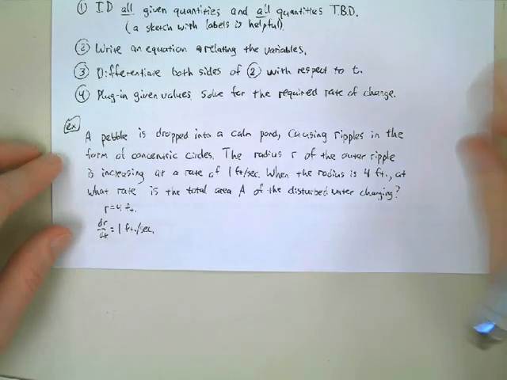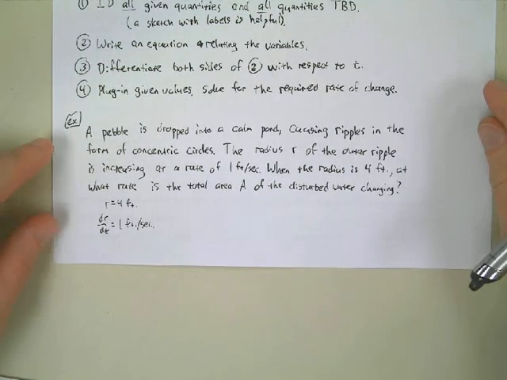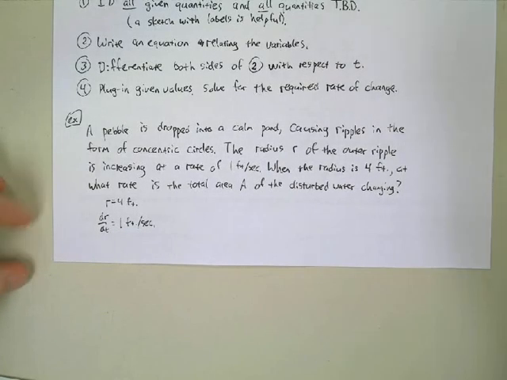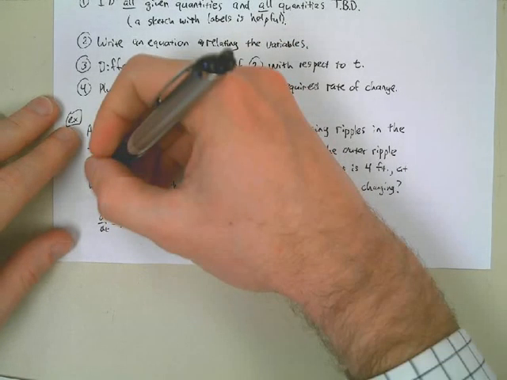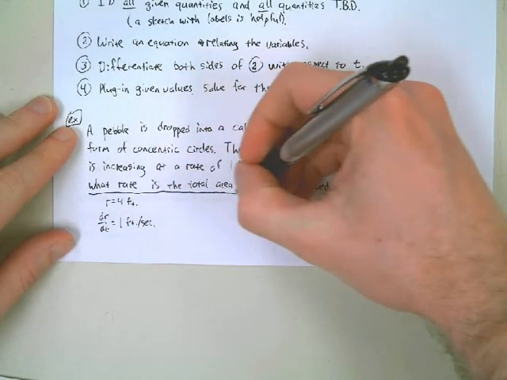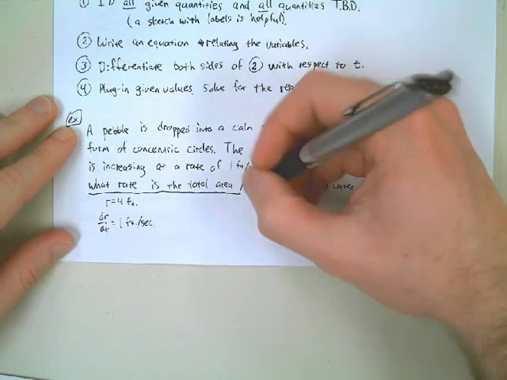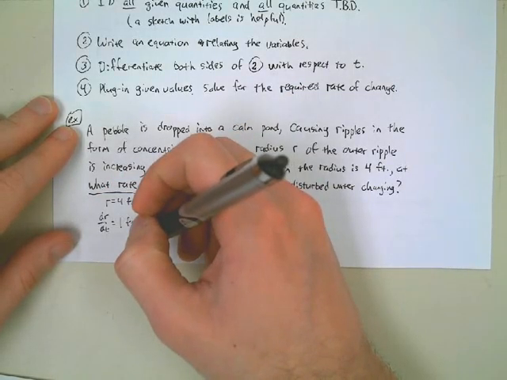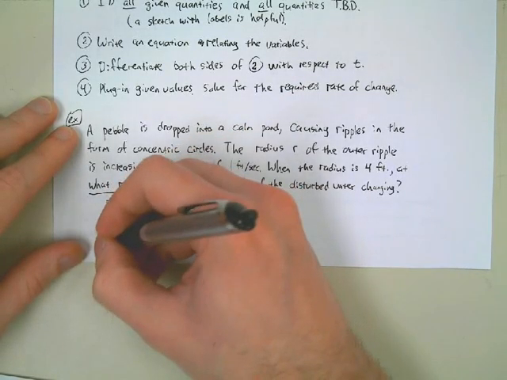Is there any other quantity that we are given or quantity to be determined? The area of the circle. Yeah, our question is, at what rate is the total area A changing? So that means we want to solve for what? dA dt, the rate of change of the area. That's our question mark.